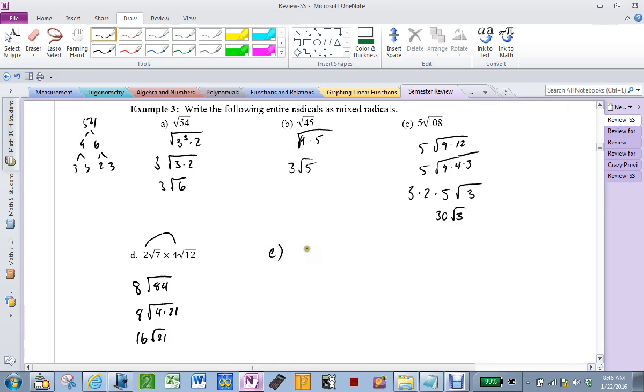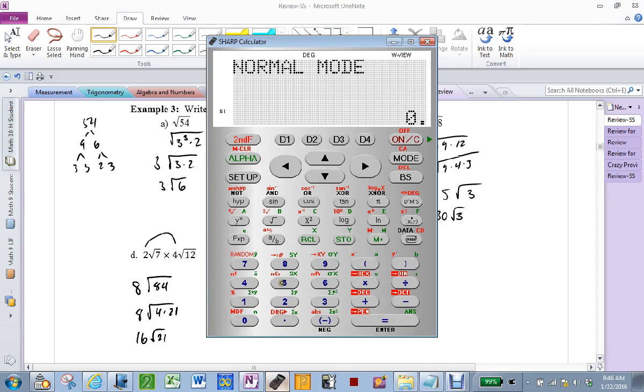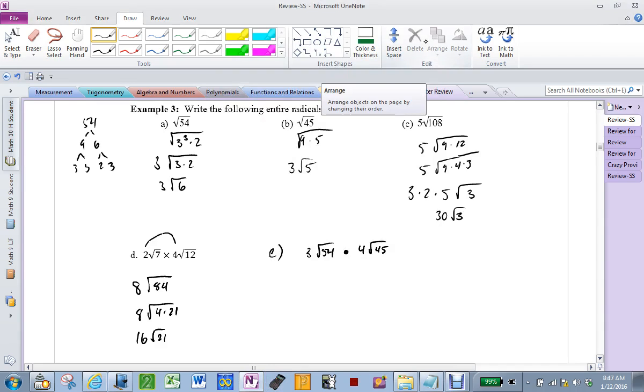All right? 3 root 54 times 4 root 45. Now I use 54 and 45 because we got them right there. If you just follow this pattern, you're going to get a crazy number, aren't you? You're going to get the 12 times the root of 2,430. And then you're going to have to simplify that. Simplify it now. Simplify first. You've already done this one.